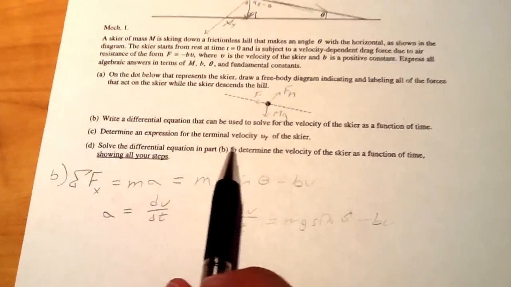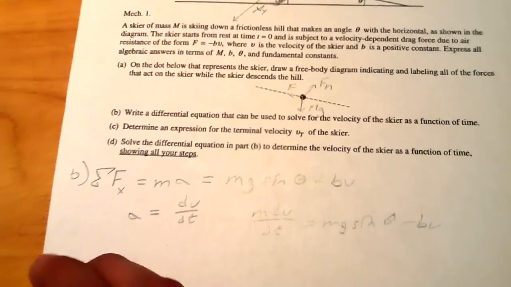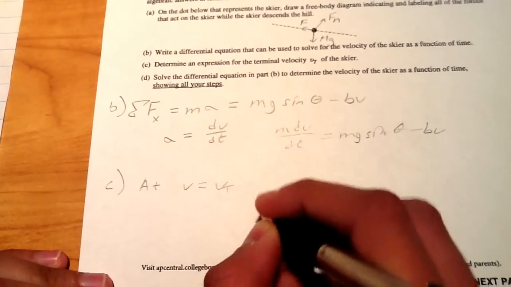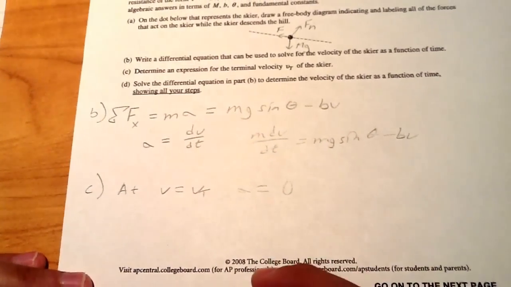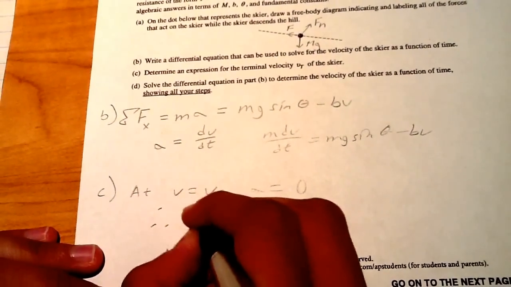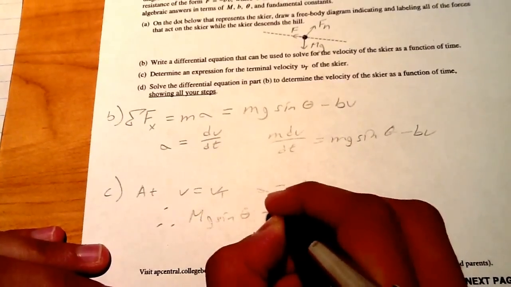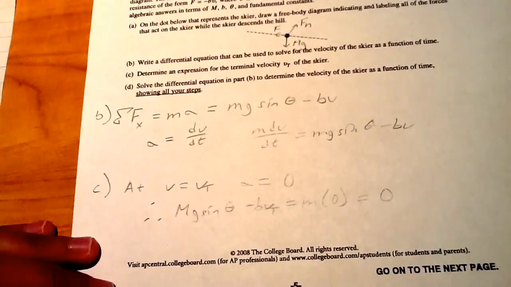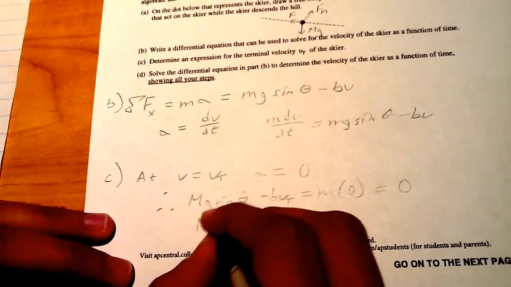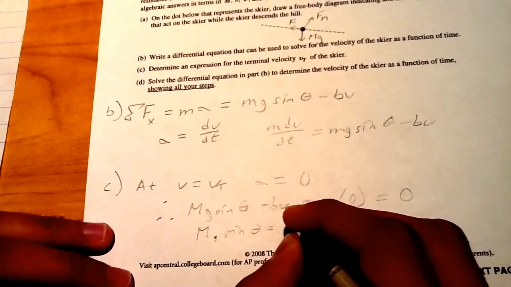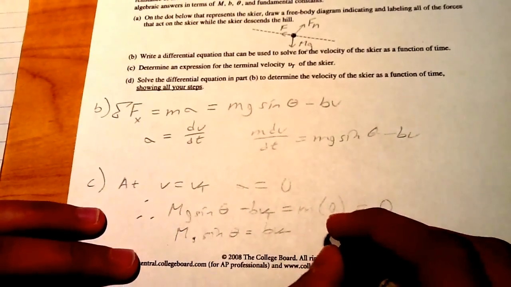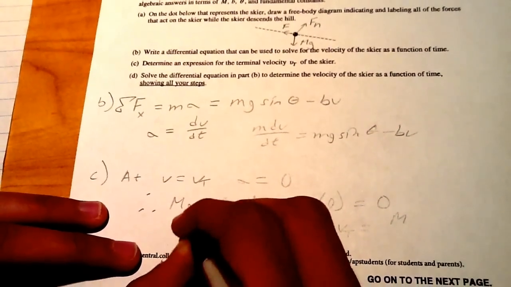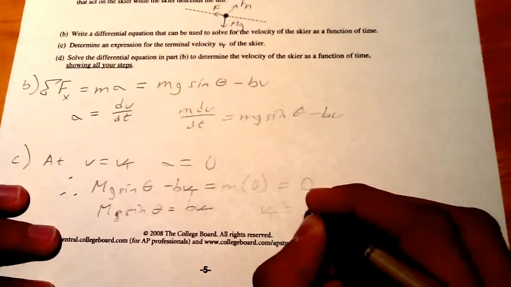Now part C. Determine the expression for the terminal velocity of the skier. So at v equal to v terminal, acceleration is equal to 0. Therefore, mg sine theta minus b v terminal is equal to m times 0, which equals 0. So mg sine theta is equal to b v terminal. Now you solve for terminal velocity and you get that terminal velocity is equal to mg sine theta over b.